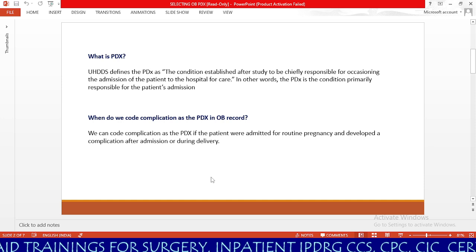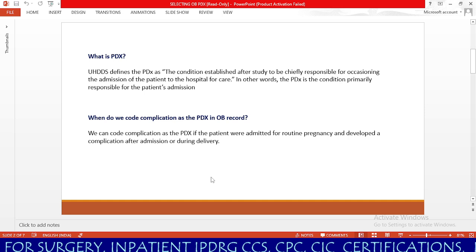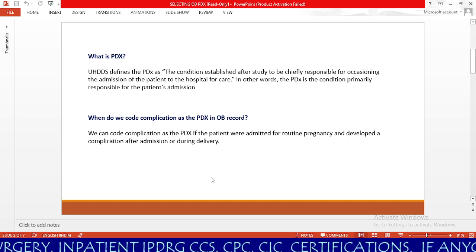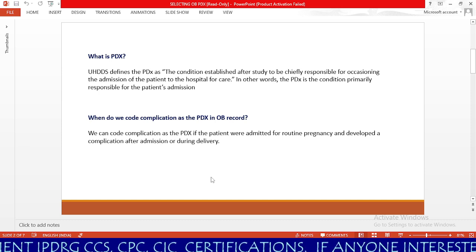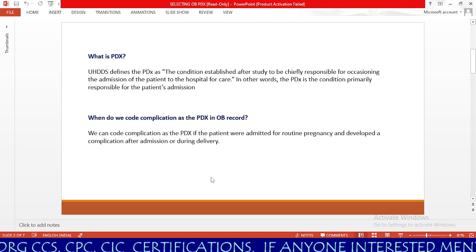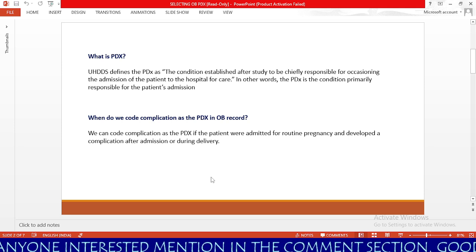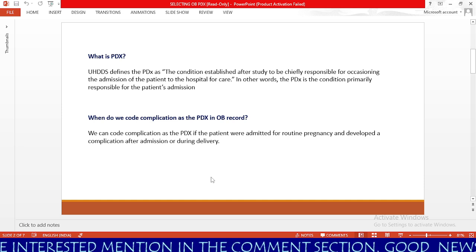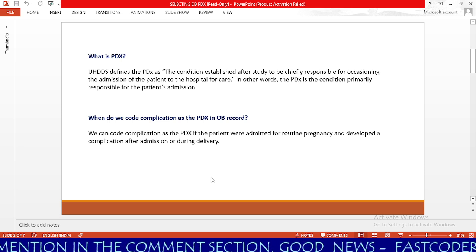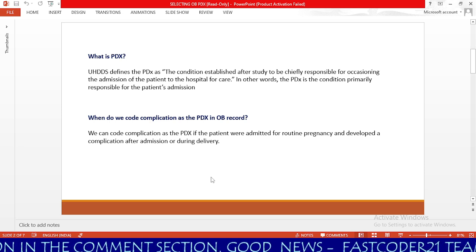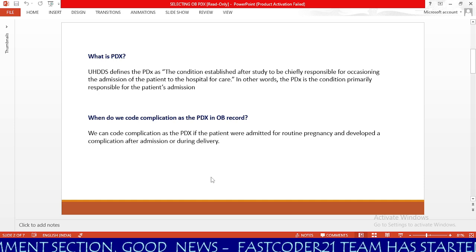Basically, whenever a patient is admitted to the hospital, we can't code each and every code as a PDX. We need to follow the UHDDS definition of principal diagnosis. Based on that only, we can choose our PDX for the current visit or current encounter. Here we need to check the condition which necessitated the patient's admission into the hospital, and for that, we need to take it as the PDX. Anyway, no need to worry. We are going to see a few example scenarios after this.